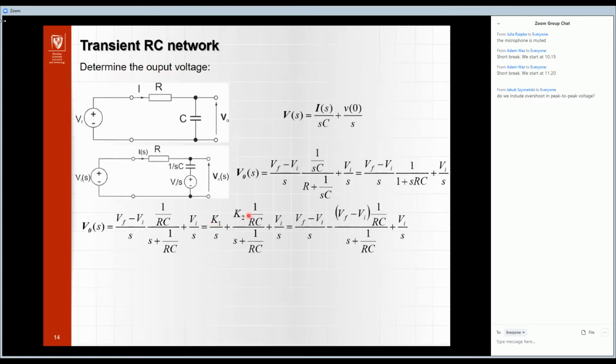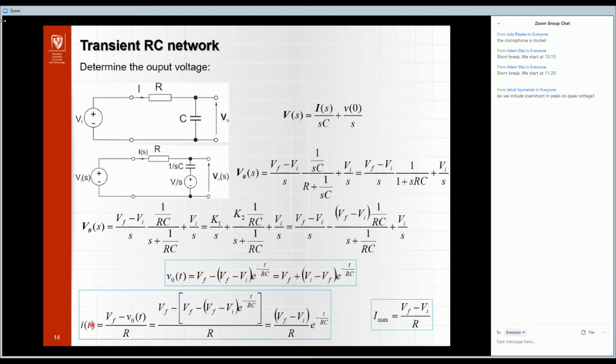So we use Q1 and Q2, and now when I calculate this one, we obtain the equation which describes the voltage at the capacitor. So what we see here? We see here the voltage connected with the source and initial value, and this decaying element.